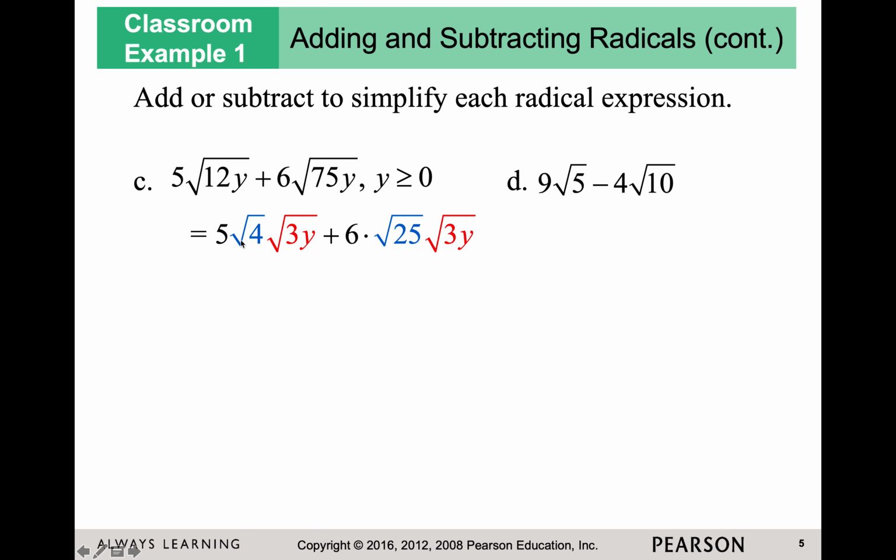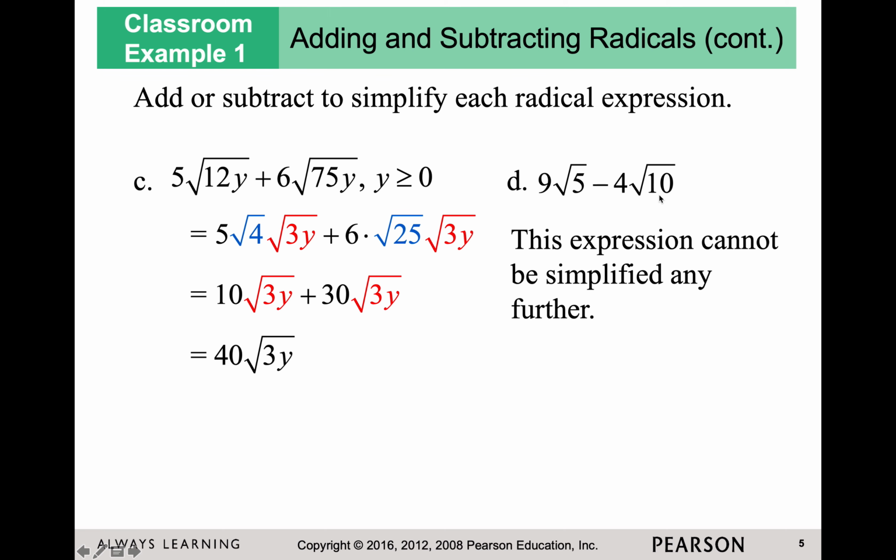The square root of 4 is 2. The square root of 25 is 5. And look at what happens to these now. They are now like terms. I can then combine them. The square root of 5 and the square root of 10. I can't do anything to 10. I can make it 2 times 5, but I can't take the square root of 2. So there's nothing I can do to make these alike.